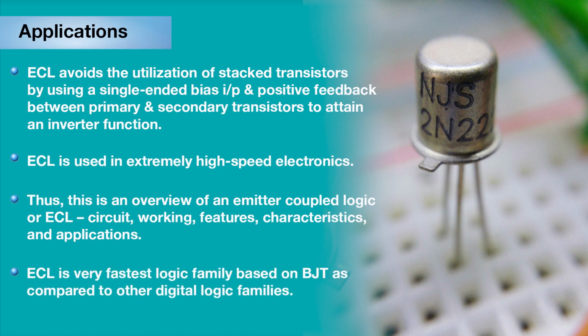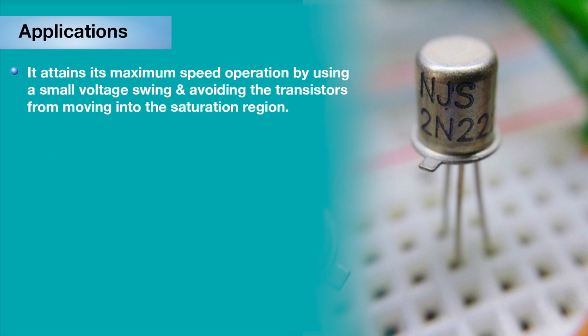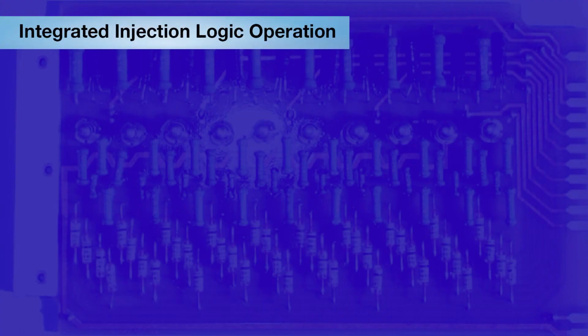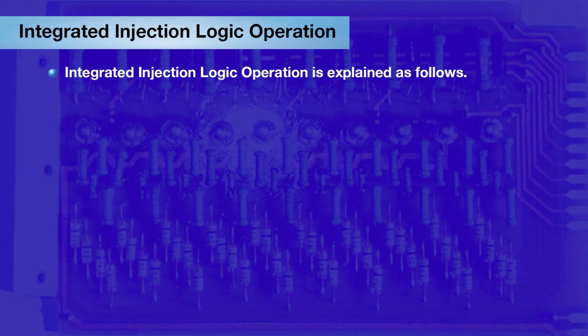ECL is the fastest logic family based on BJT as compared to other digital logic families. It attains maximum speed of operation by using a small voltage swing, avoiding the transistor moving into the saturation region. Integrated injection logic operation is explained as follows.